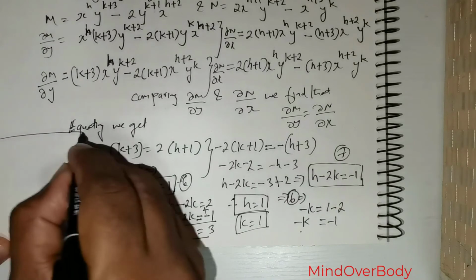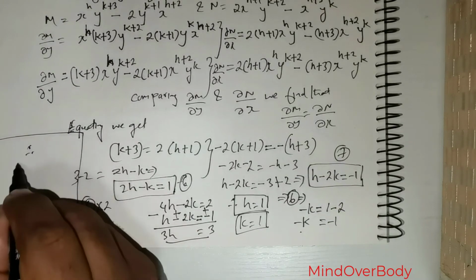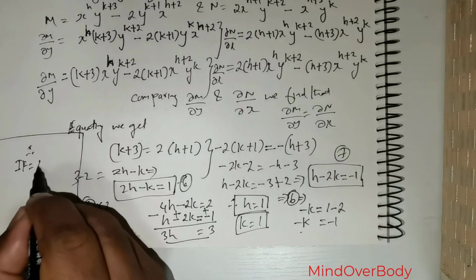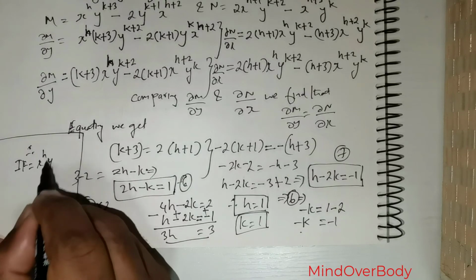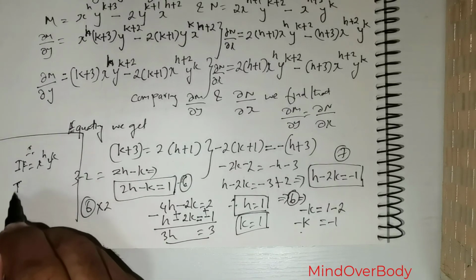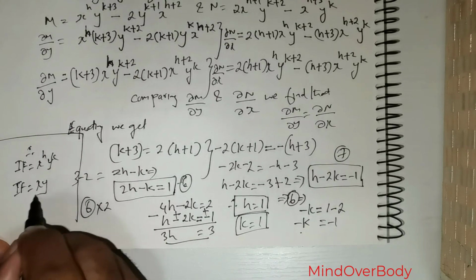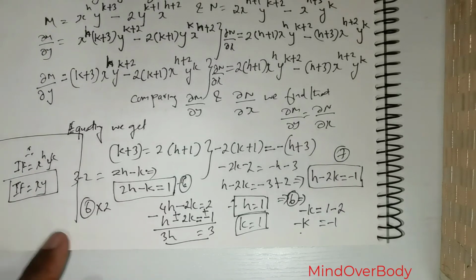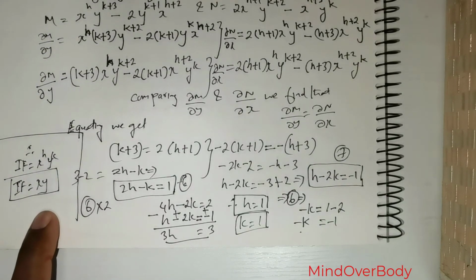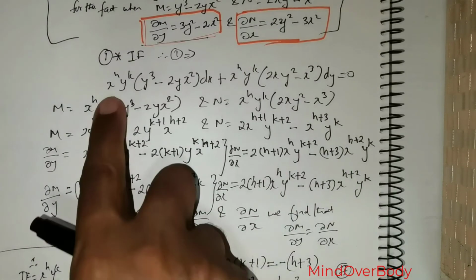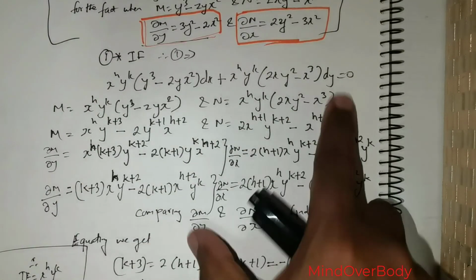So therefore, let me write that down here. Therefore, the integrating factor, which we started as x^h y^k, is actually xy. So what we should do is multiply the given system by x and y.